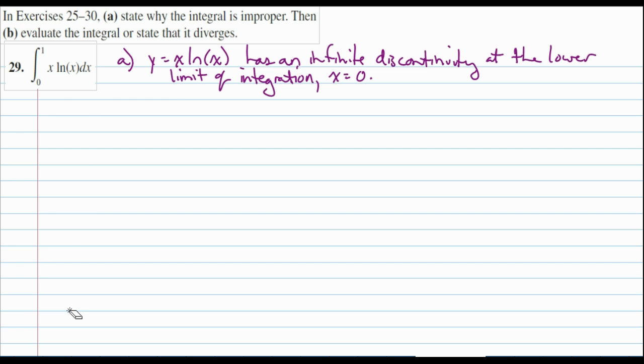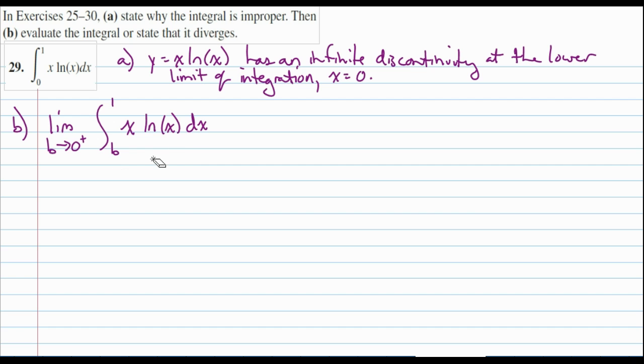So let's evaluate that. We're going to take the limit as b approaches 0 from the right. So we're looking for values between 0 and 1. If we're going to approach 0, we're going to come in from the right on the number line. So the limit as b approaches 0 from the right of the antiderivative from b to 1 of our function, x times the natural log of x dx. Well, how do I integrate that? I don't see u substitution here because natural log of x would be related to 1 over x.